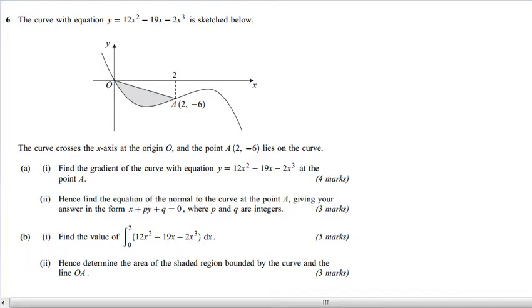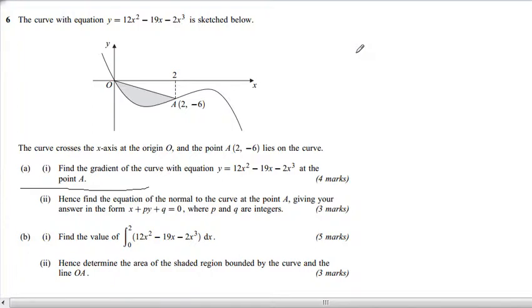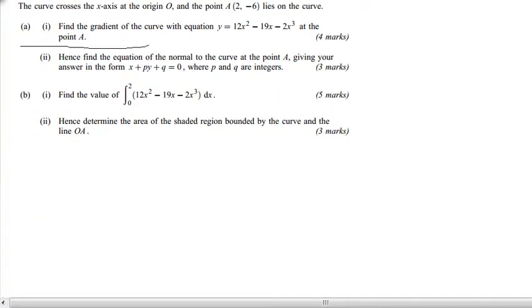So here we have question 6, which is integration and differentiation all rolled up into one big question. So let's get started with A part I. So let's find the gradient to the curve. Find the gradient, well, that is dy over dx.